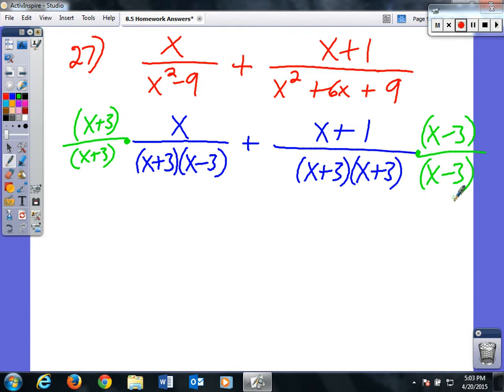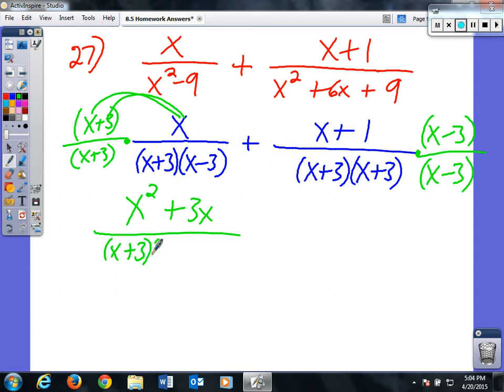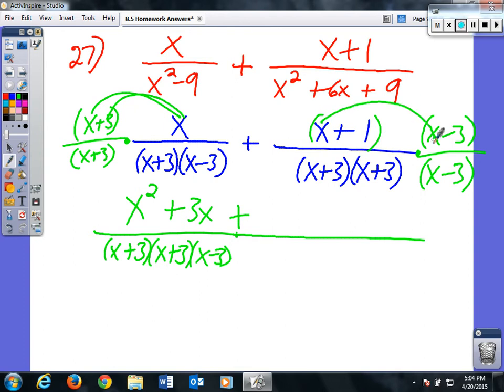Let's multiply out the top. We're going to use the distributive property here. So we get x squared plus 3x all over the common denominator of x plus 3 times x plus 3 times x minus 3. And then we're going to add to that, and I'm actually just going to extend this fraction so I don't have to write the denominator again. So we're going to add, and then we need to FOIL, so we get x times x is x squared, x times negative 3 is negative 3x, 1 times x is x, and 1 times negative 3 is negative 3.